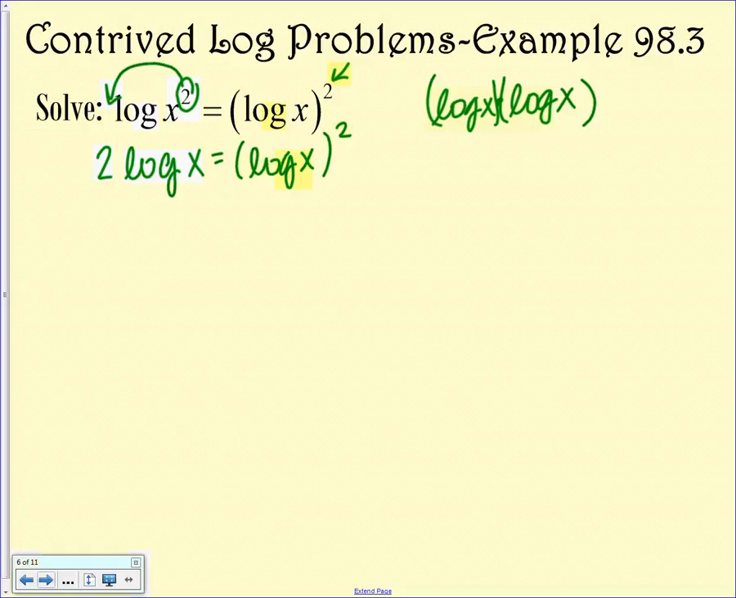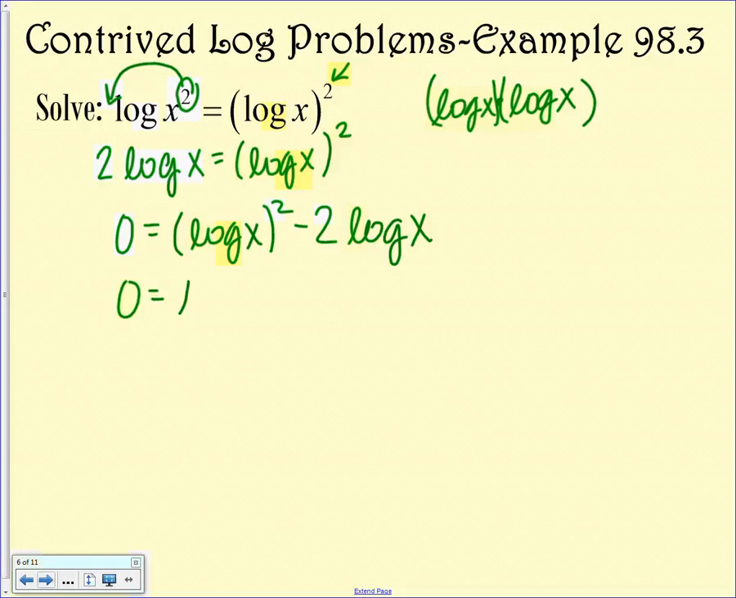So now what we want to do is actually to move the 2 log of x to the right side. So I'm going to have 0 equals the log of x squared minus 2 log of x. And from there, you're going to factor. If you notice, they both have a log of x in common. And so I can pull out a log of x, and I'm left with a log of x minus 2.